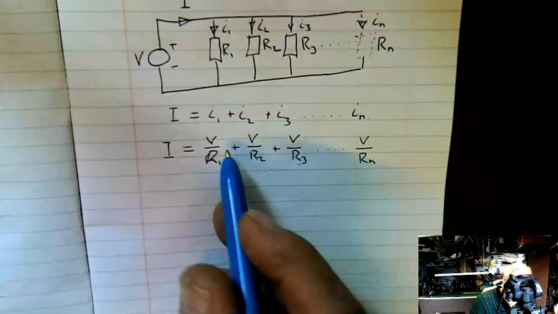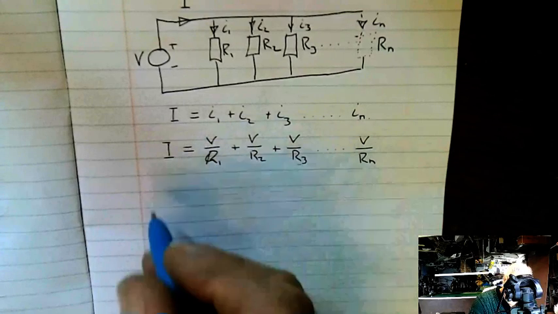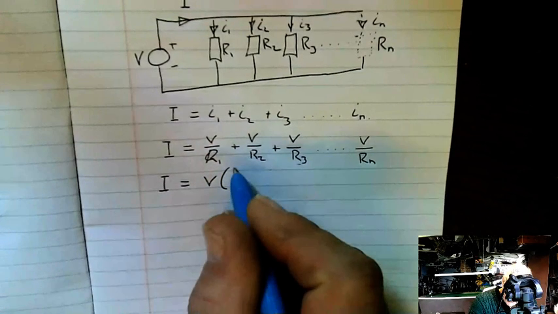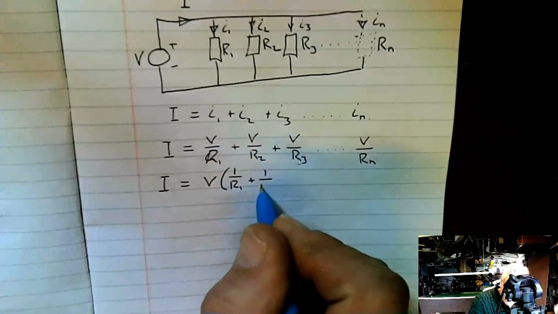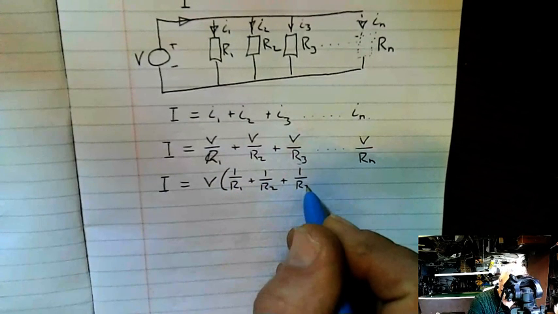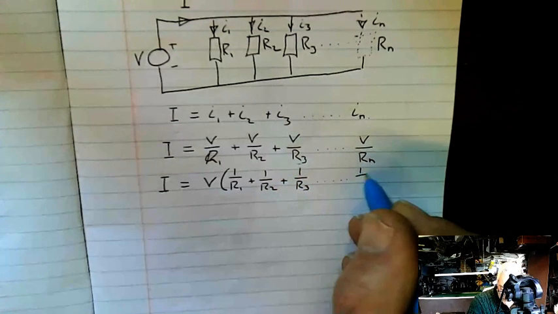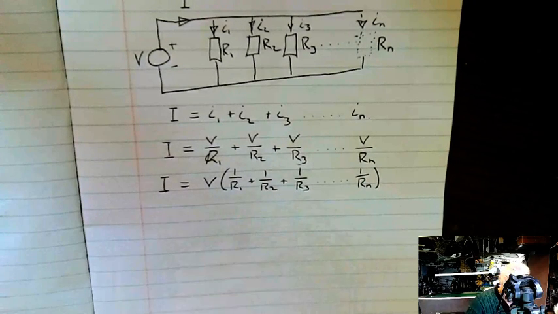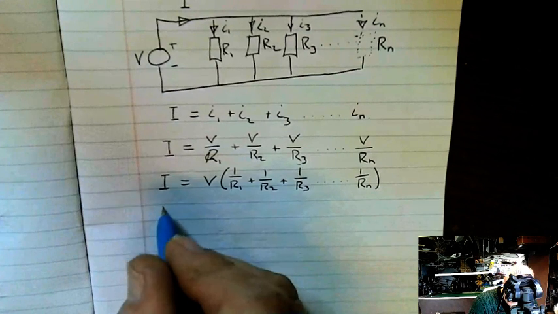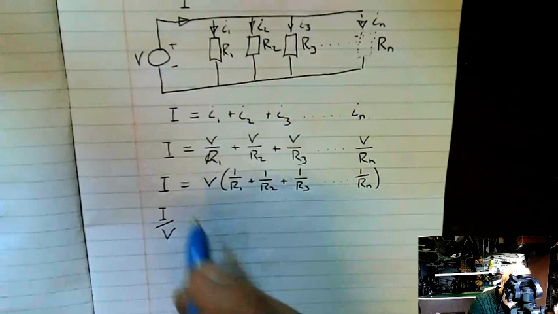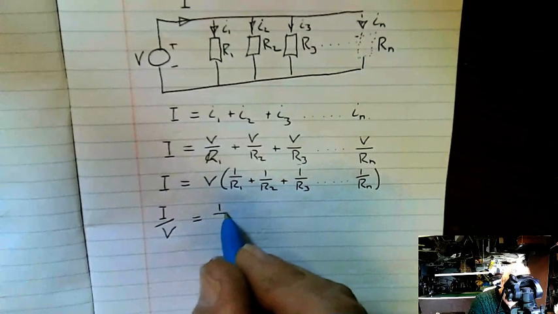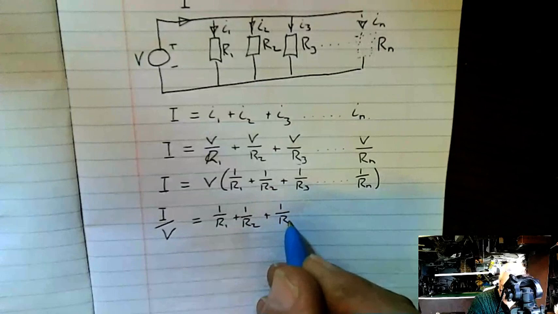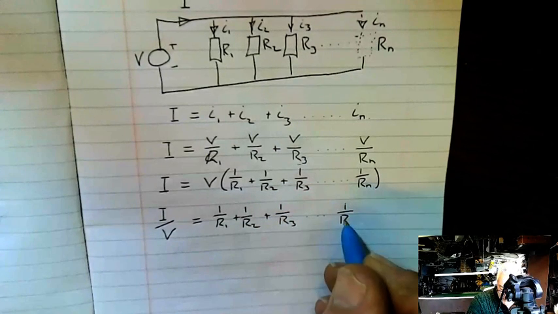If I take the V across to the other side, I can say that I is equal to, take the V out, and I end up with 1 upon R1 plus 1 upon R2 plus 1 upon R3, dot dot dot, 1 upon R to the N. So all multiplied by V. The advantage of taking that out is now I can move it to the other side, and what I end up with is I upon V, note I upon V, is equal to 1 upon R1 plus 1 upon R2 plus 1 upon R3 going to 1 upon R to the N.